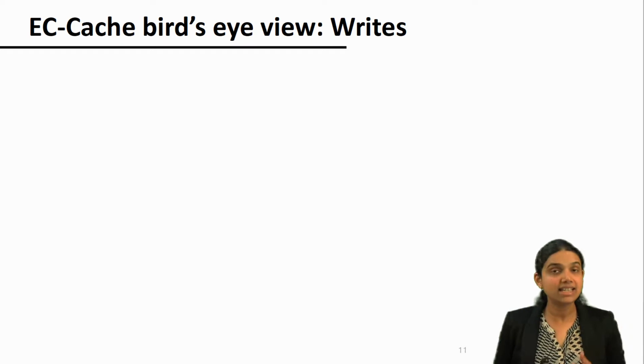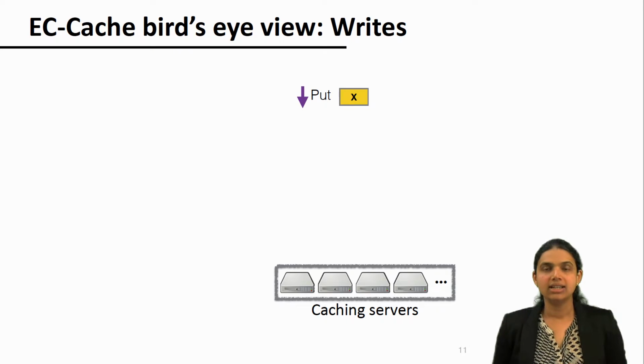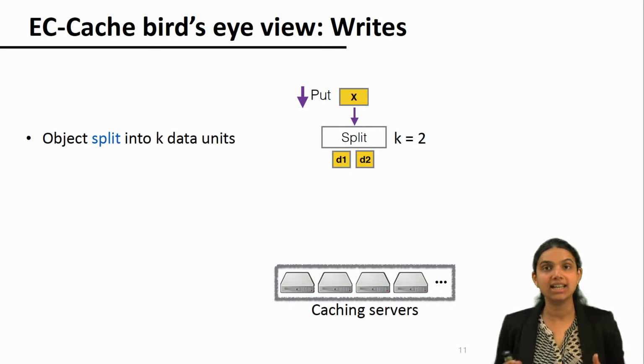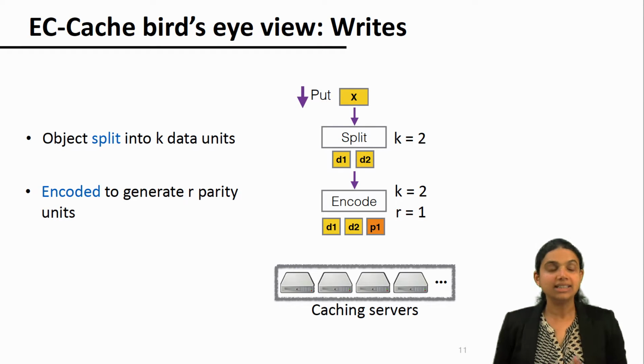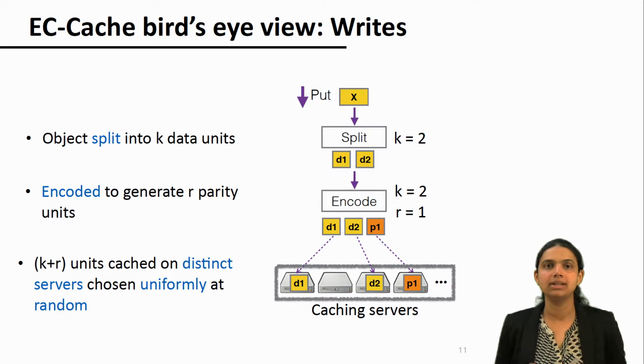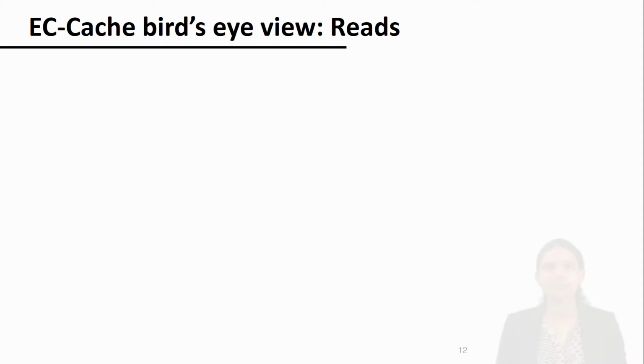At a high level, EC-Cache design is very simple. When writing an object, it is first split into K data units. In this example, we have K equals 2. These K data units are then encoded using an erasure code to generate R parity units, where R is chosen depending on the popularity of the object. In this example, we have R equals 1. These K plus R units are then cached on distinct servers chosen uniformly at random.